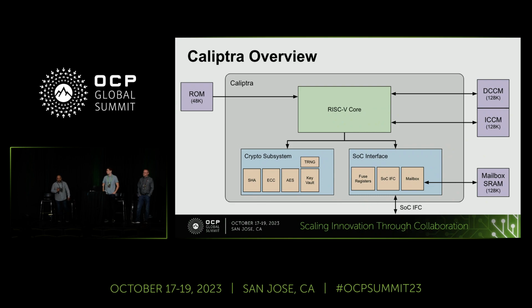So we'll start with a little bit of an overview of what Caliptra is. It's an IP block that is a RISC-V core, crypto subsystem, and a bunch of SoC interfaces for interfacing with the SoC. Obviously, there's ROM and mailboxes and other memories for code execution as well as data. So this was just a hardware recap.